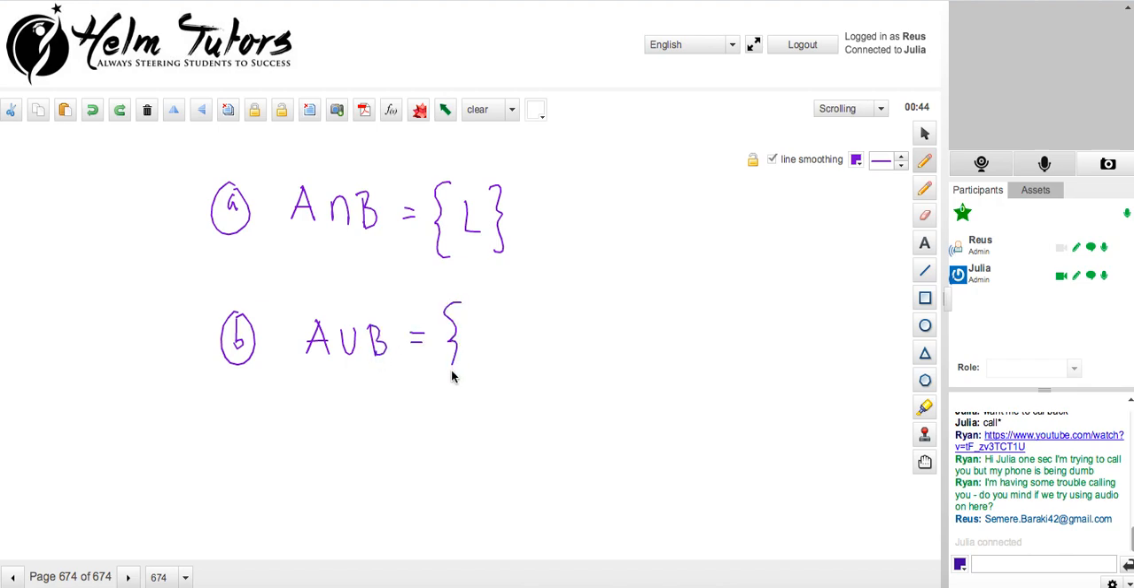And for B, A union B is everything in both sets but without double counting. For example, they both have L, so you're not going to write two L's. You're just going to write one L. Basically it's whatever is in one set and whatever is in the other set, and if they have anything in common, you don't write it twice. So tell me what you think this would be.